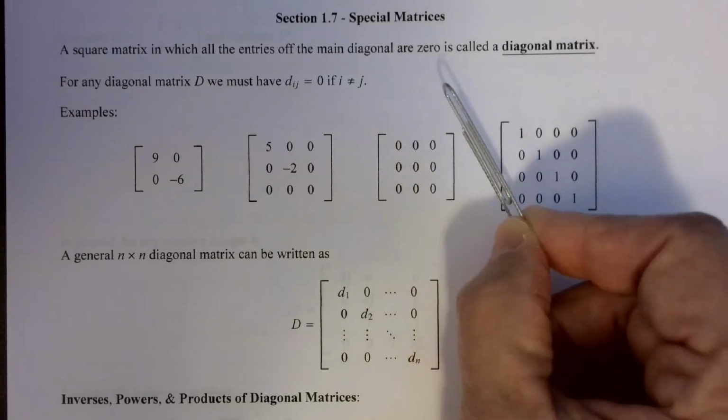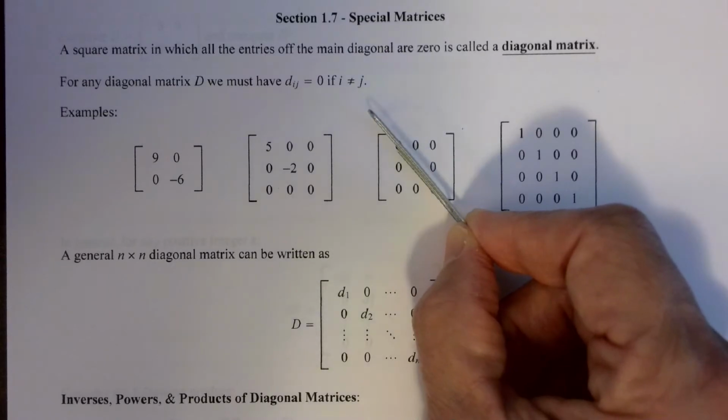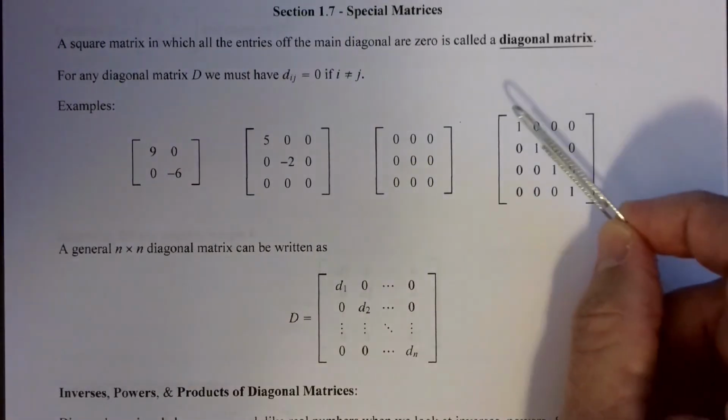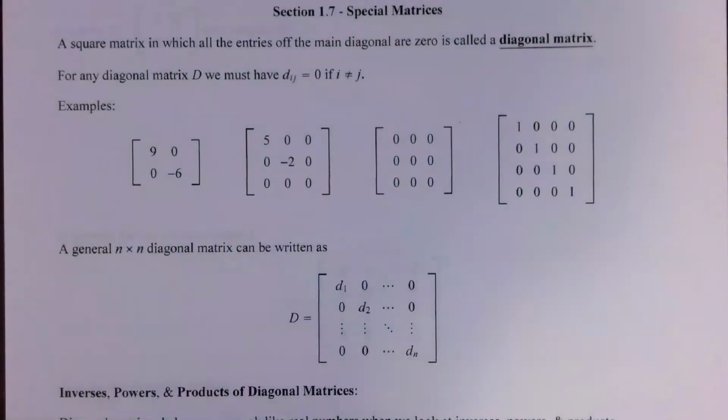It doesn't really matter what the diagonal entries are, though. They do not have to be non-zero. It doesn't say that in the definition. Of course, the identity matrix of any size n is also going to be diagonal. Remember, this has to be a square matrix.